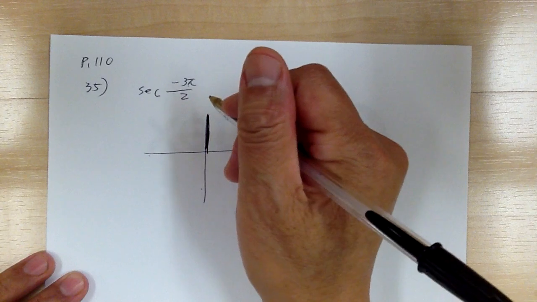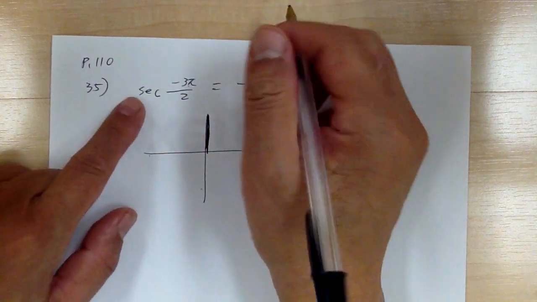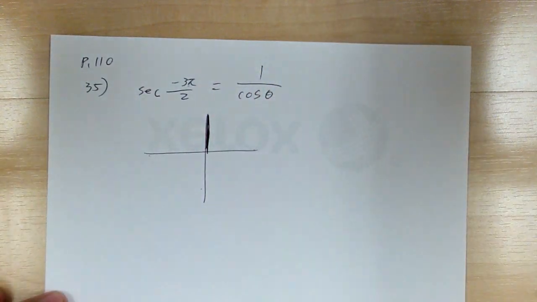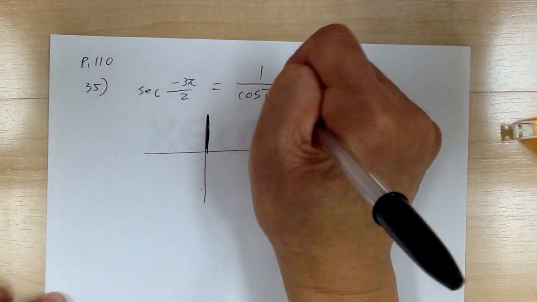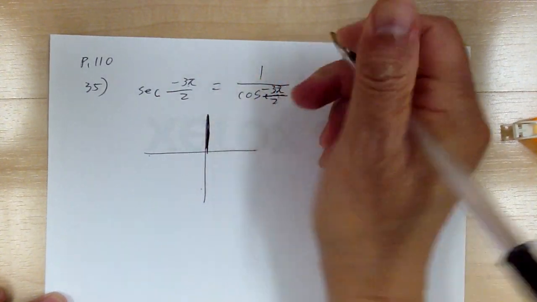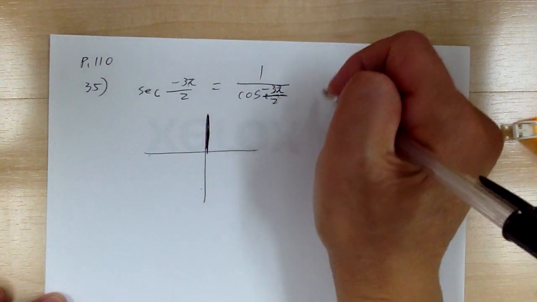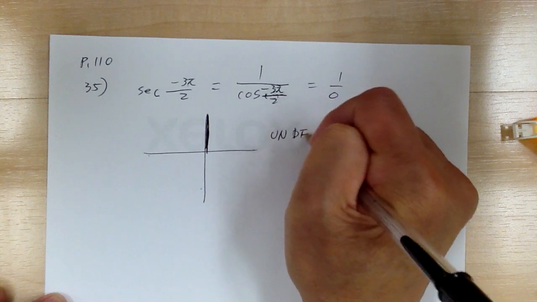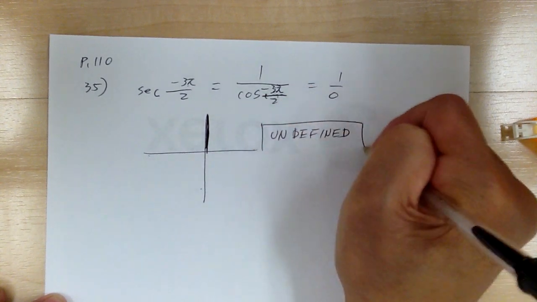And secant is 1 over cosine, right? The cosine is horizontal, so this is equal to 1 over 0. So this is undefined. I cannot have that.